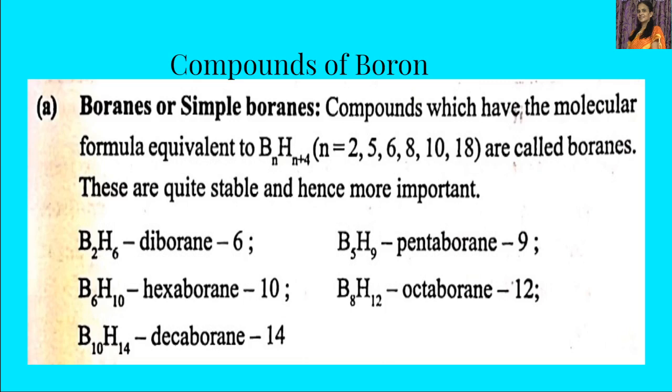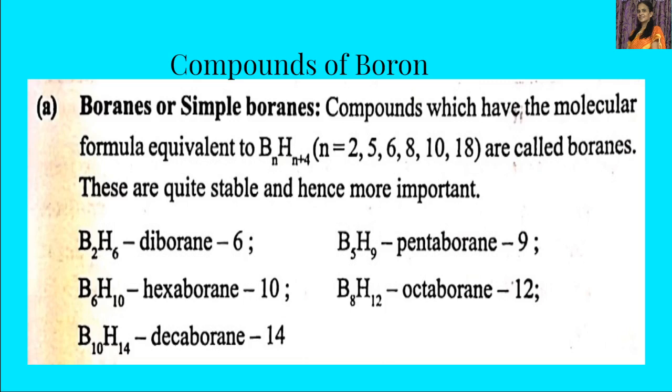So, boranes are hydrides of boron, and these boranes are classified into different types. The first one is simple boranes, and higher boranes also we have. Here we are considering simple boranes. In simple boranes, the general molecular formula is BnHn+4, where n is either 2, 5, 6, 8, 10, or 18. These are called boranes, and these are quite stable and hence more important. Now let's consider the first members of these simple boranes.